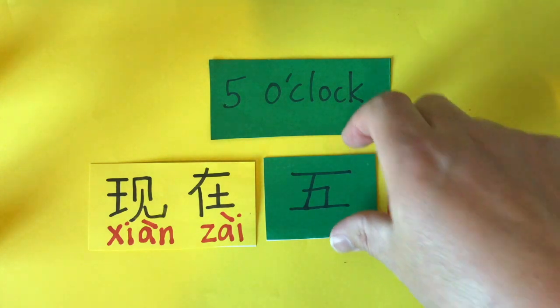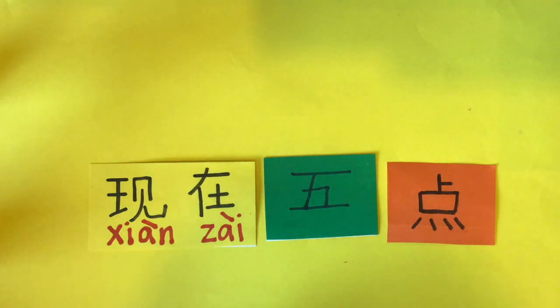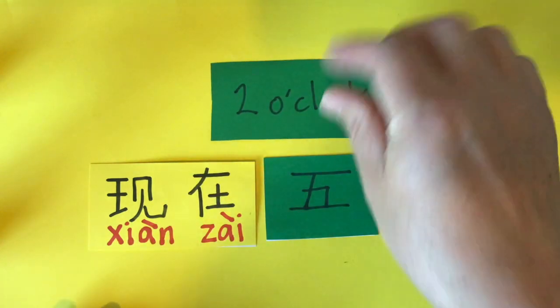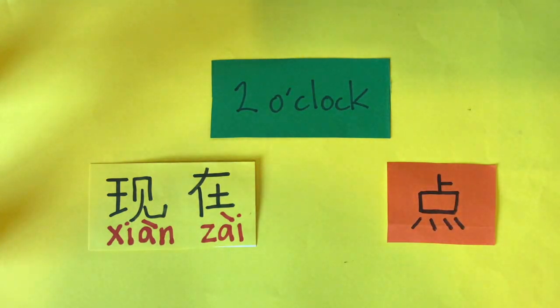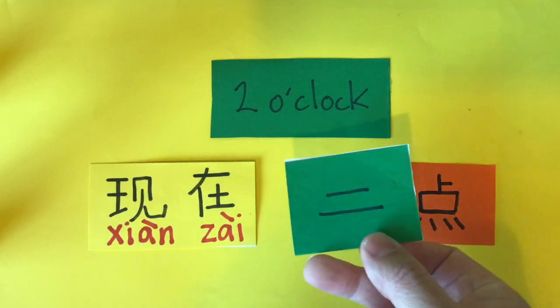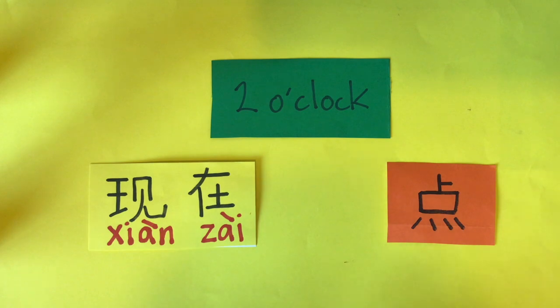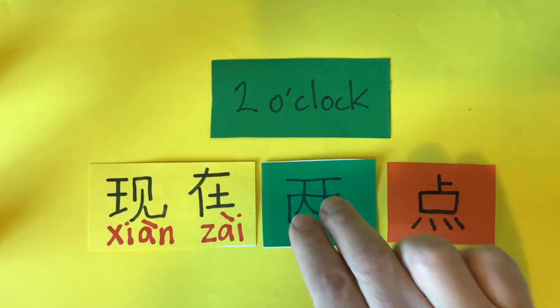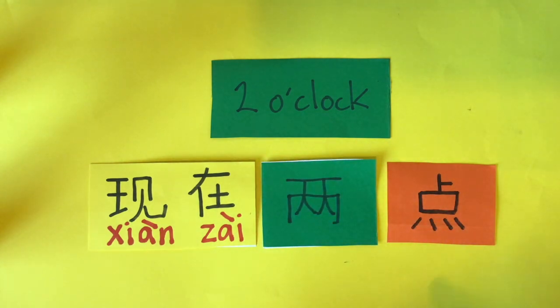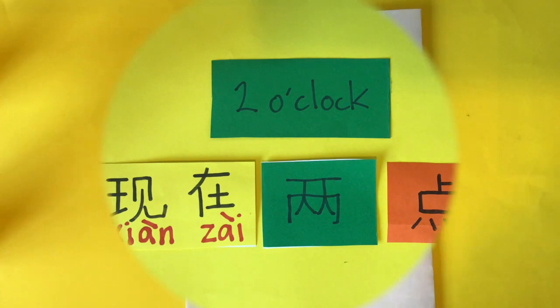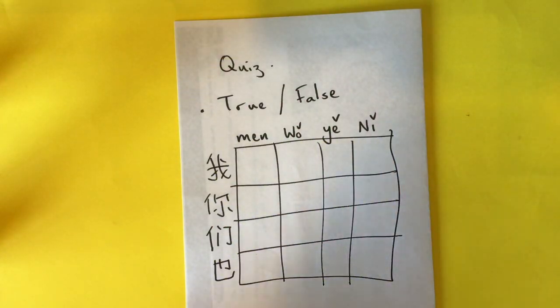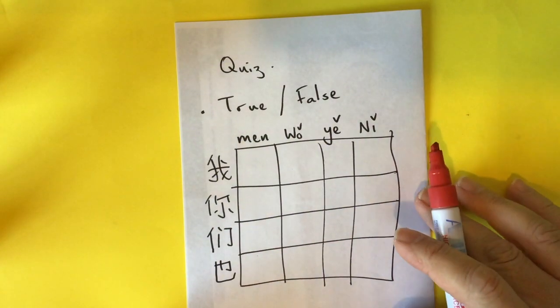Okay. Last one. Let's get rid of 5 o'clock. 2 o'clock. Do you remember what we need? Do we need that character that looks like this one? No, we need this one. 现在2点. So right now it's 2 o'clock. 很好，大家很好. Okay, well done everybody.